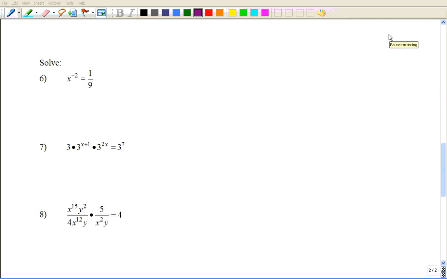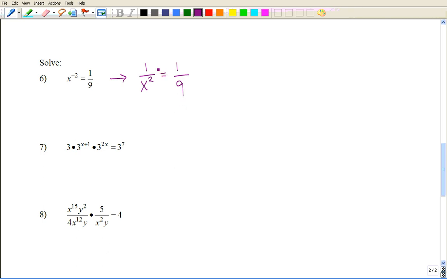Okay, on these next expressions, we are told to solve. So here we have x to the negative 2 power is equal to 1 over 9. What we want to do here is get rid of that negative exponent first, because watch what happens. So that negative 2, we can make it a positive 2 by making this 1 over x squared. So we have equals 1 over 9. So since the two sides are equal, 1 equals 1, so x squared must equal 9.